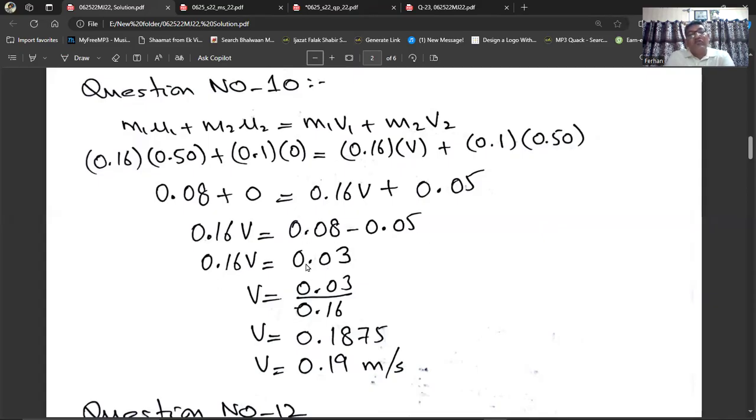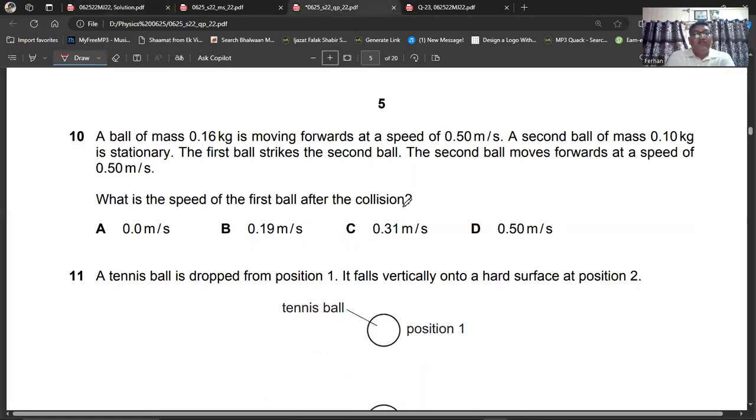0.16 v will be equal to 0.03. So v will be equal to 0.03 divided by 0.16, and that will be 0.1875, which is approximately 0.19 meter per second. So I think B is the choice. Question number 10.